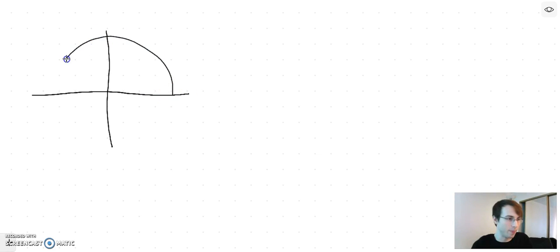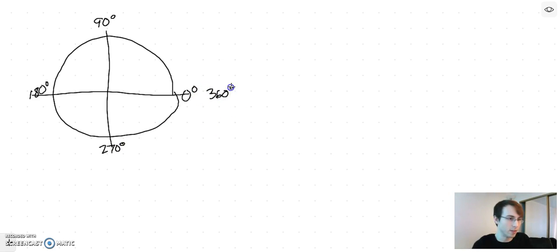So now seems like a pretty good time to talk about radians. A radian is just another way to measure an angle. Usually you label the unit circle with 0 degrees, then 90 degrees, then 180 degrees, then 270 degrees, and then back to 360 degrees, and you keep going like that.